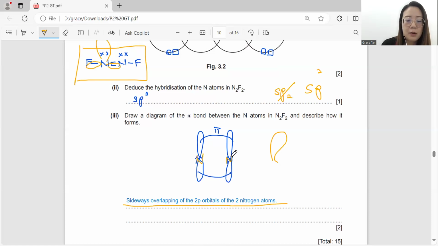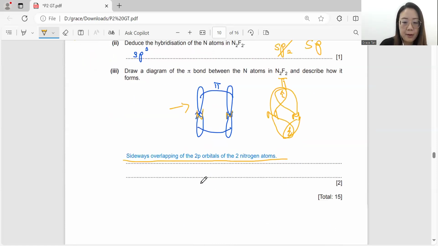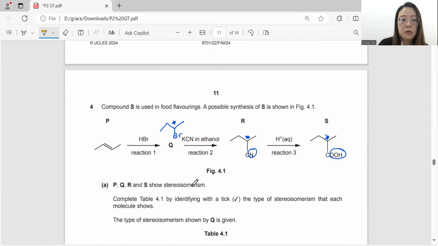If you want to draw the overlap sideways like this, like this, yes, they do, this is also accepted. Okay, can. But for me, normally I will just do this. It's easier. Okay. Now, question number 4.